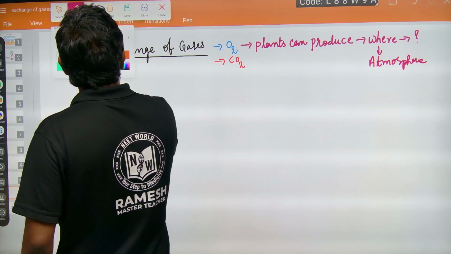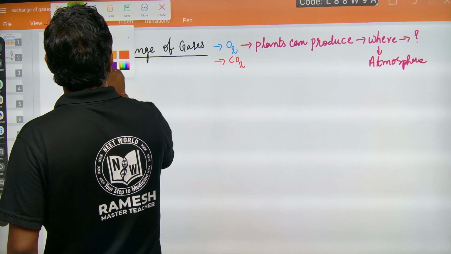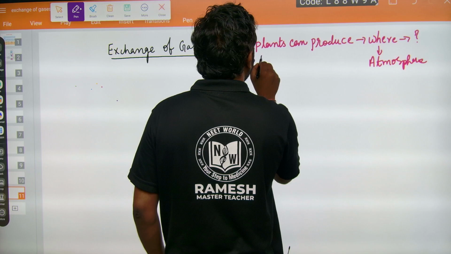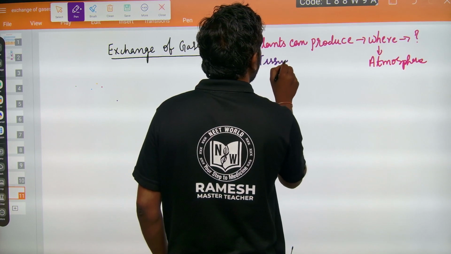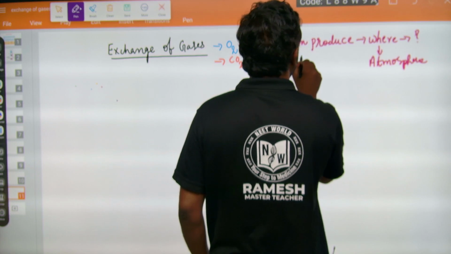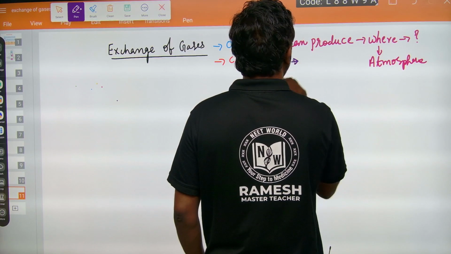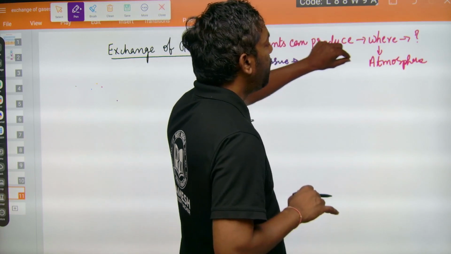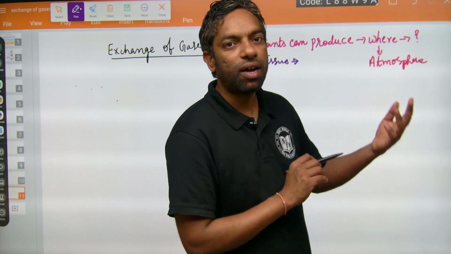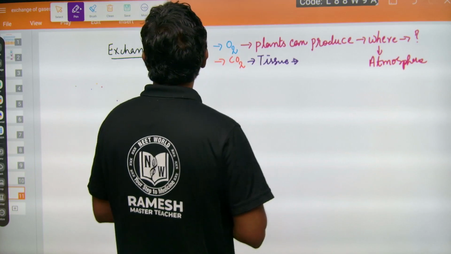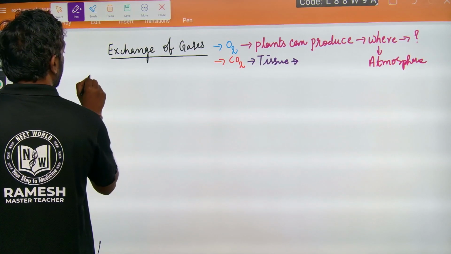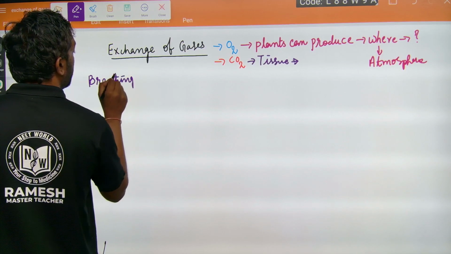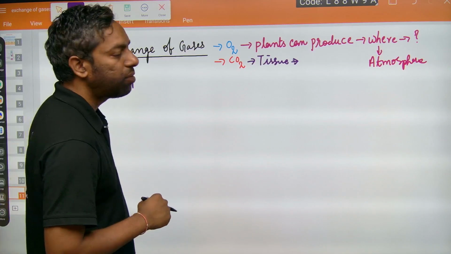Who can produce carbon dioxide? Tissues can produce carbon dioxide, in animals or plants. So these gases, from where they are produced, they can be exchanged into another part. This is called breathing and exchange of gases. In breathing, there is an exchange between the two gases in the two spaces.